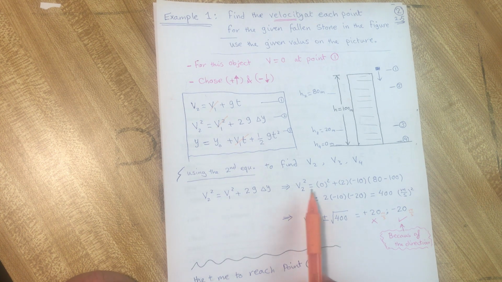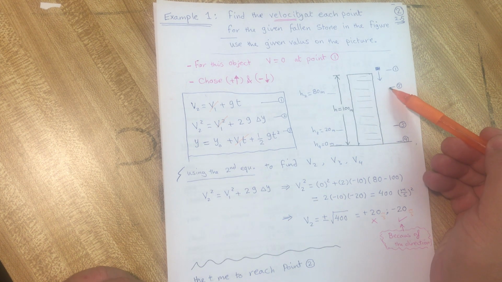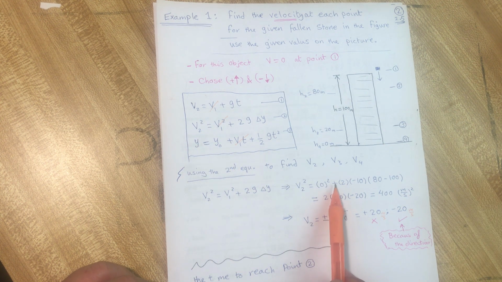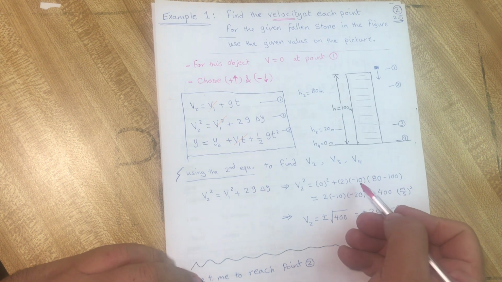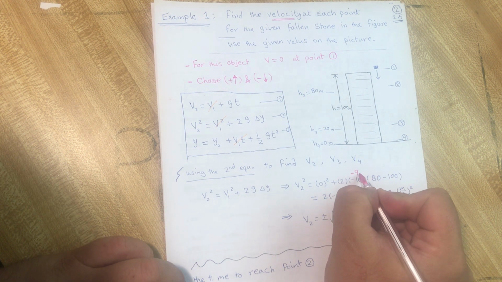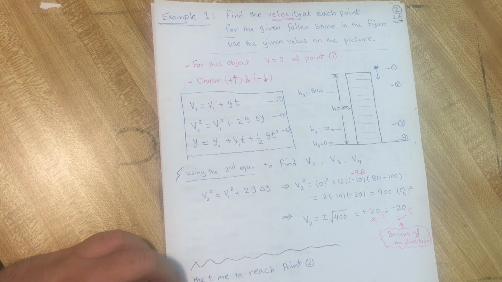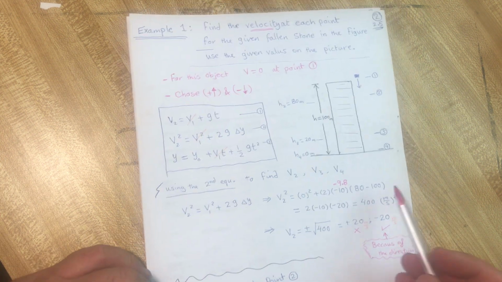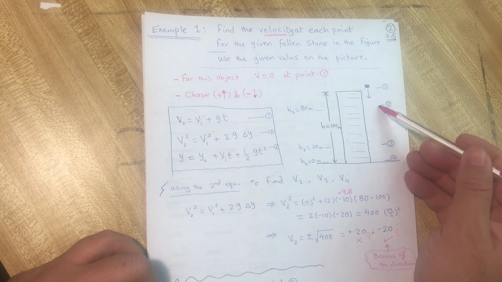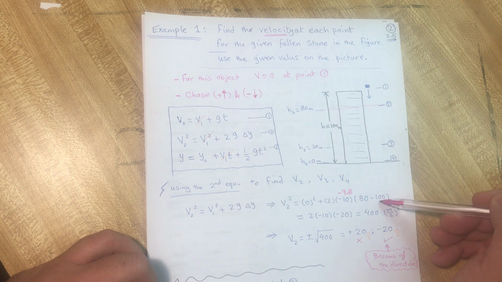Now take a look. v2, the velocity at point number 2, squared is equal to v1 squared plus 2 multiplied by g, which I take as minus 10. I can take it also minus 9.8, multiplied by delta y, which is y2 minus y1. y2 is 80 at this altitude. y1 is 100.